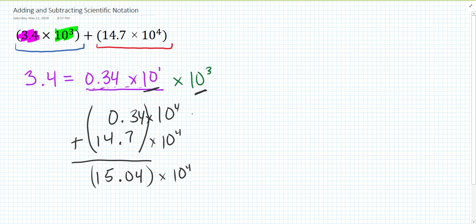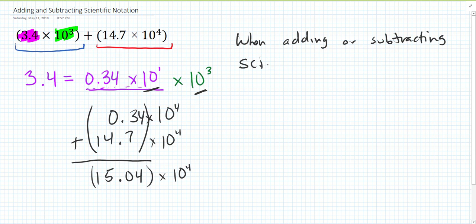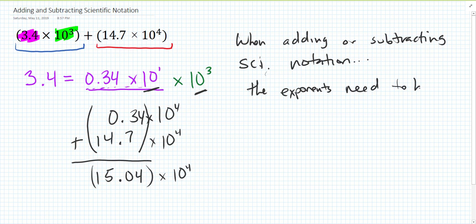Subtracting would be the exact same thing, where we just make sure we have the same place values, or the same exponents, and we just subtract. So the key thing we need to remember when adding or subtracting scientific notation is that the exponents need to be equal.